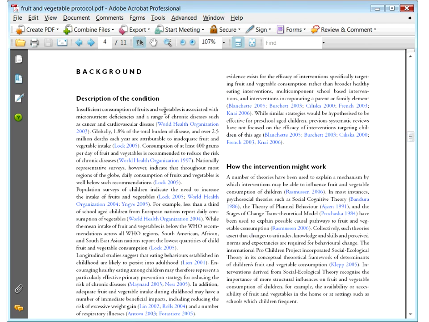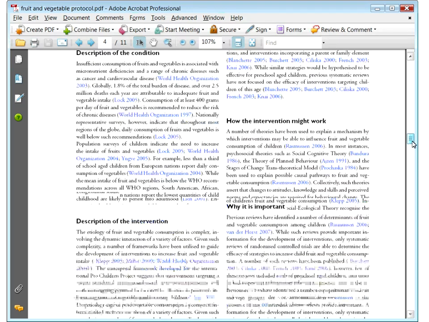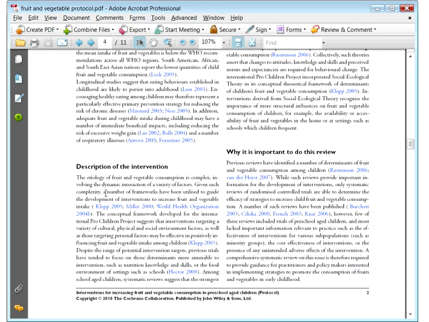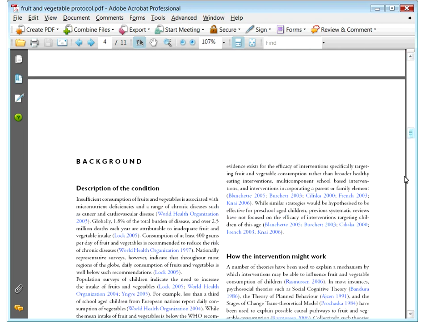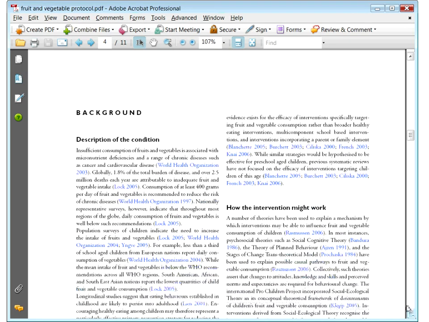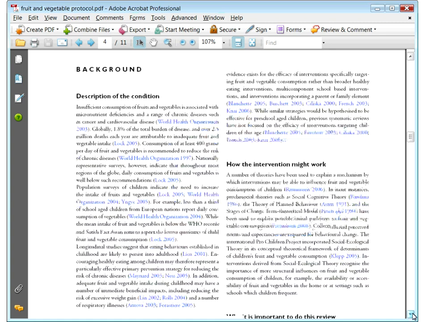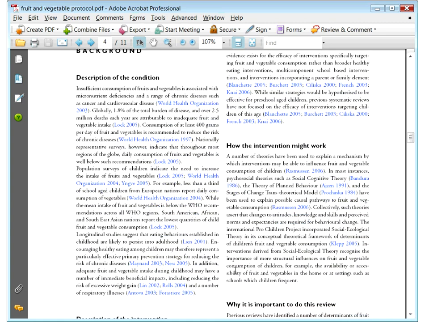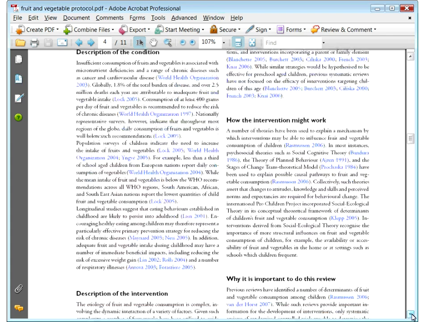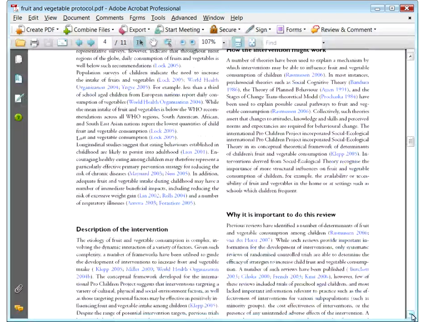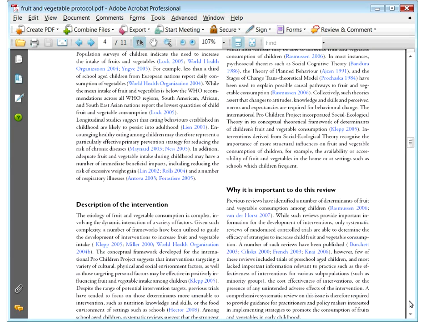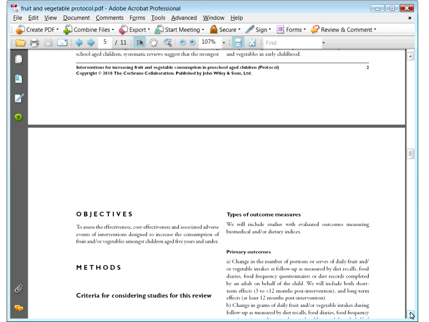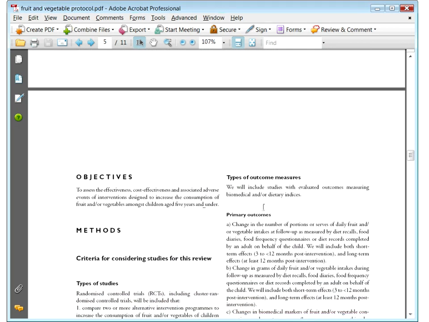With this one, they've spent a lot of time describing the condition, providing rationale and background information. They're describing the intervention here. Just to move back up, sorry, that was really quick, so I'll just allow a second. How the intervention might work, so that's your rationale behind why you're looking at it. And then why it's important to do the review. So it really sets the stage. It's that justification for why undertaking the review is important. So this is your objective here.